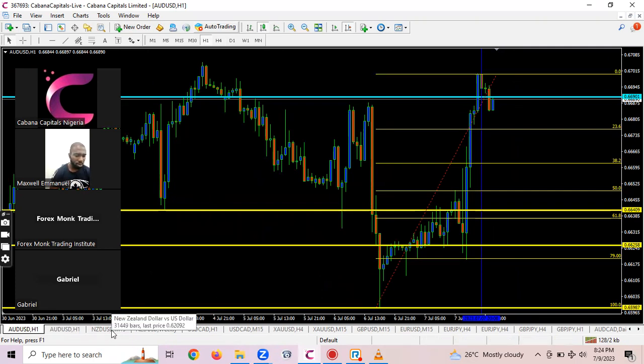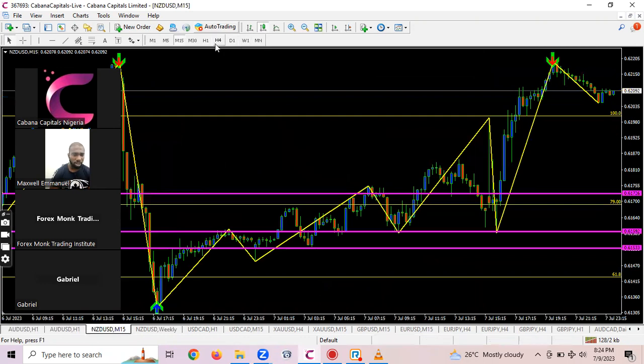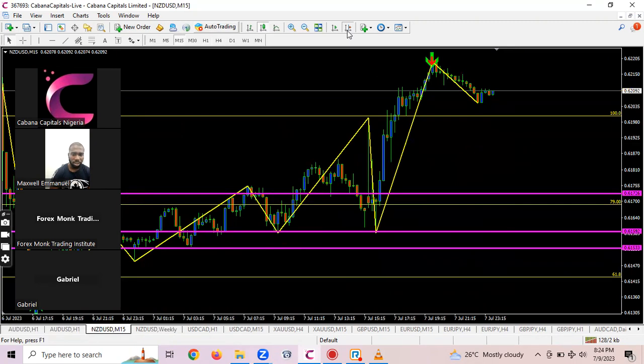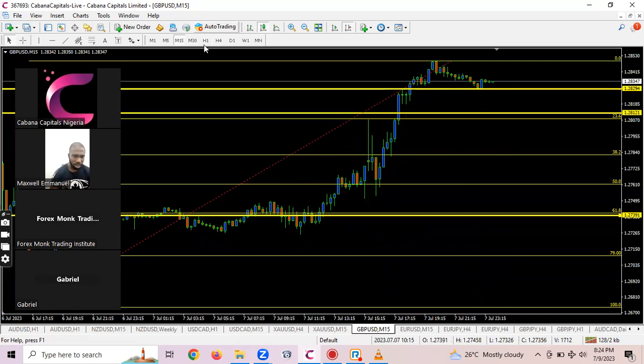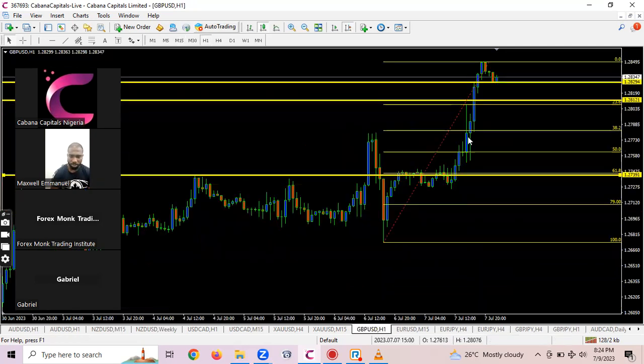This is 1 hour on Australian dollar USD. Let's see New Zealand USD. Similar pattern. You can see Australian dollar USD, 1 hour on GBP USD. You can see same. You can see similar pattern.